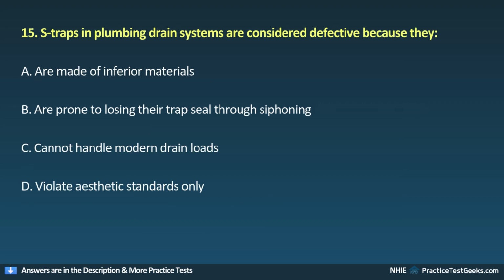15. S-traps in plumbing drain systems are considered defective because they A. Are made of inferior materials, B. Are prone to losing their trap seal through siphoning, C. Cannot handle modern drain loads, D. Violate aesthetic standards only.